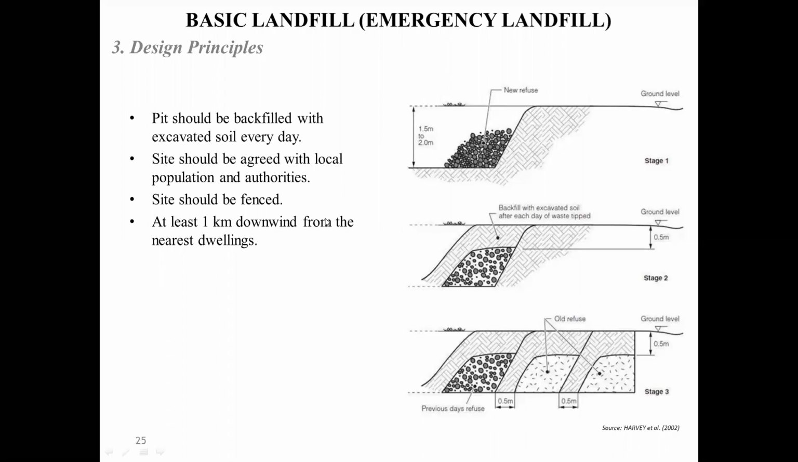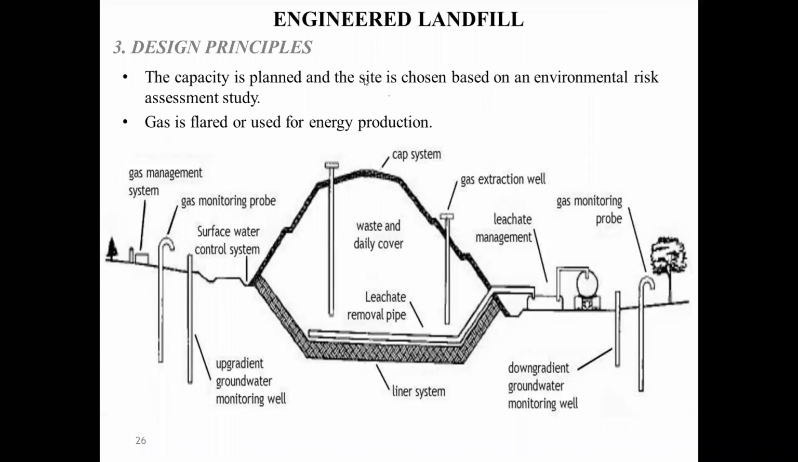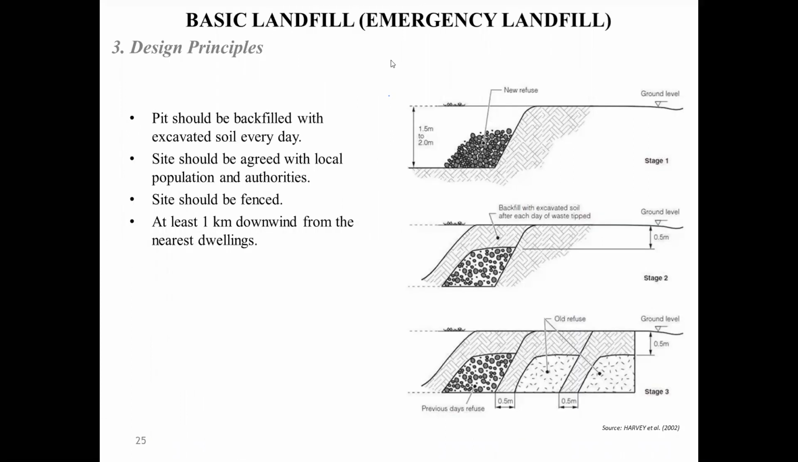And at least it says that it should be 1 kilometer away from the nearest population. It should be at a distance of how much? 1 kilometer, so that it does not make unhygienic conditions for the people who are staying closest to it. And also it should be in the downwind direction, at a lower elevation, or in the direction where the wind is flowing towards the landfill. So in those cases, we are going to take these conditions into consideration when selecting basic landfills or emergency landfills, right?